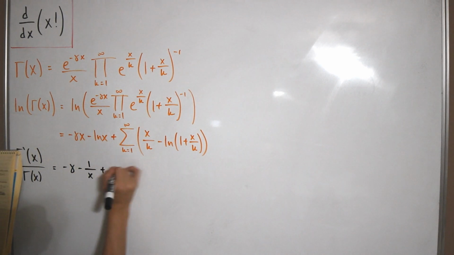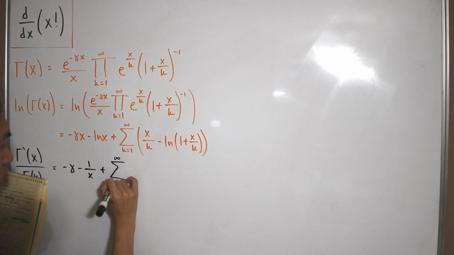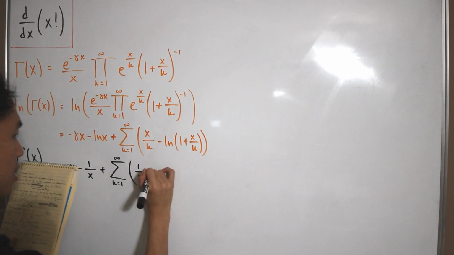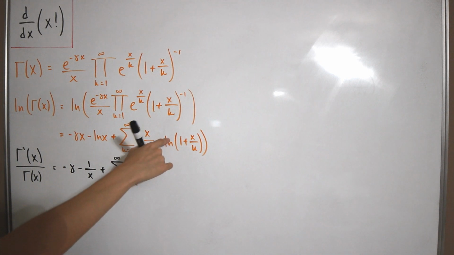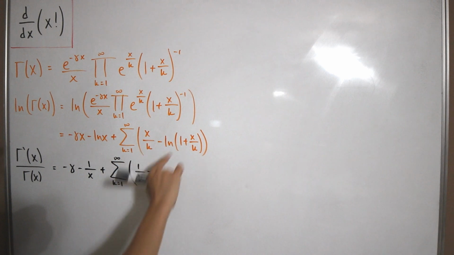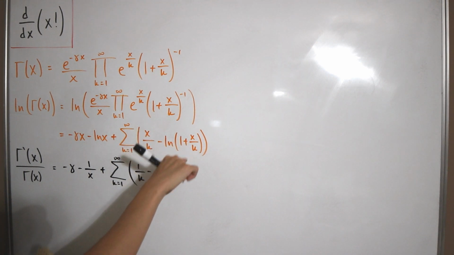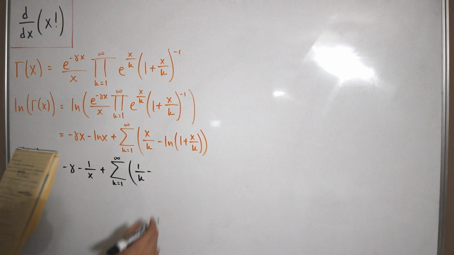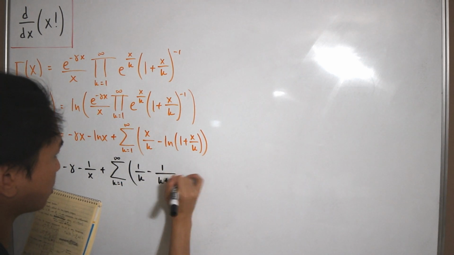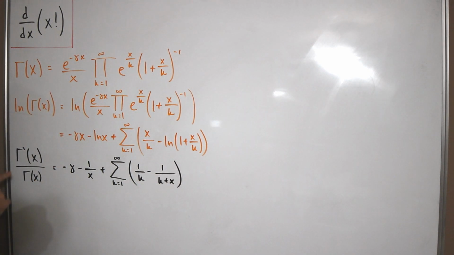And then from here, this is the infinite sum with k equals 1. Over here, I get 1 divided by k, then subtract. I have the natural log of 1 plus x over k, so differentiating that gives 1 divided by the input, then we take the derivative of the inside, which is 1 over k. Then we multiply the k's from the denominator, and simplifying all that out, we get 1 divided by k plus x. This is nice because this is gamma prime of x divided by gamma of x: we just took the logarithmic derivative of the gamma function.